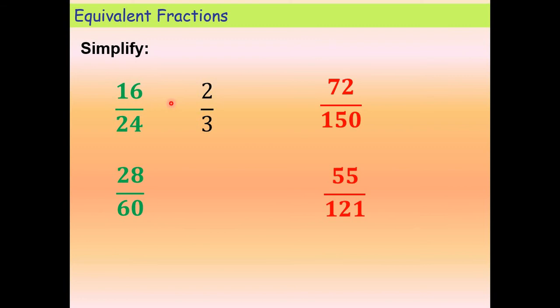Another way you could have done that is notice that they are both in the 4 times table. 16 and 24 are both in the 4 times table. So you can divide them both by 4 to get 4 over 6, and then divide that by 2 to get 2 over 3.